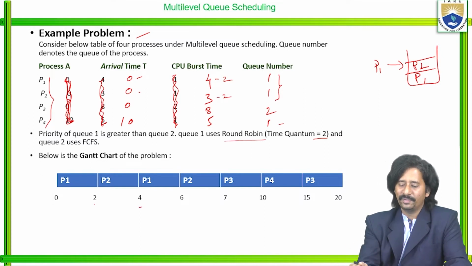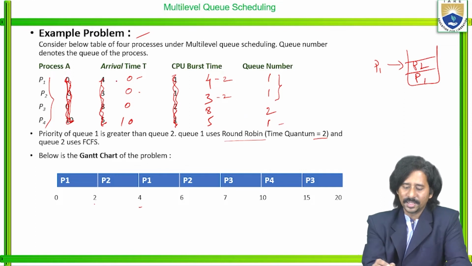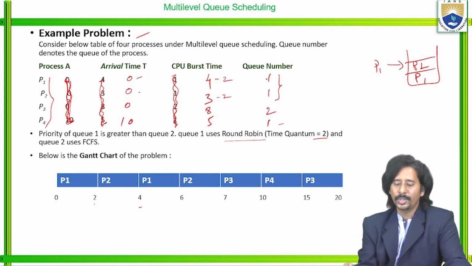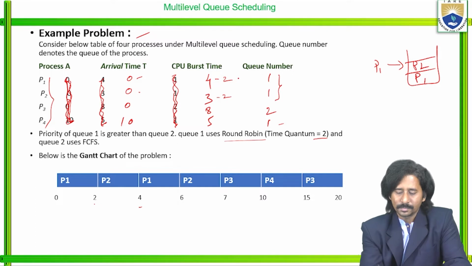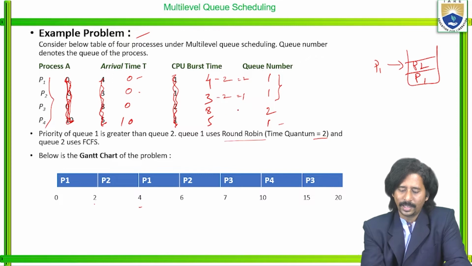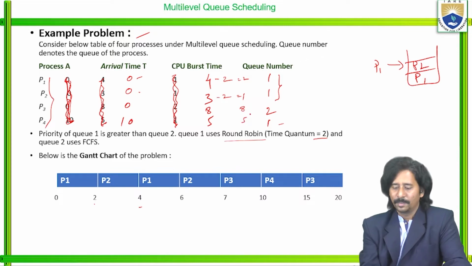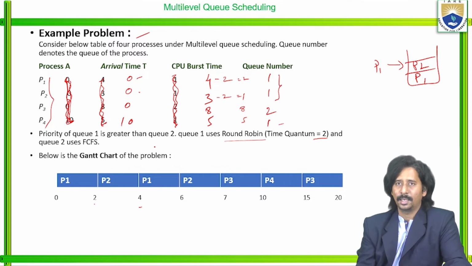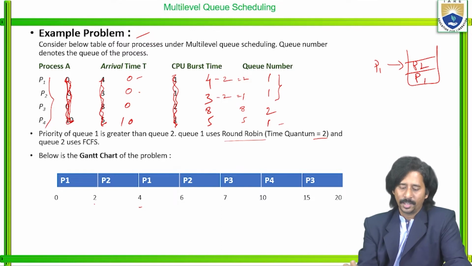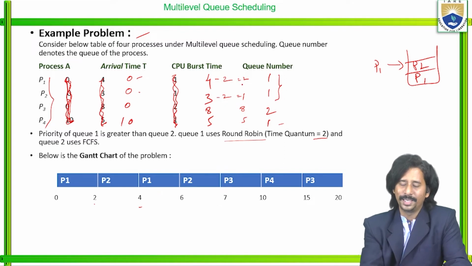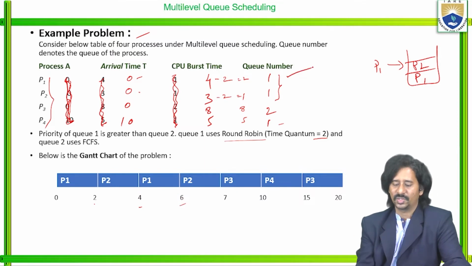Now again P1, because this is the process in Q1. According to the remaining burst times, P1 has 2, P2 has 1, P3 is 8 and P4 is 5. But up to now we don't consider P3, because it is in Q2, level 2. Then again P1 is executed. The remaining time is 2 milliseconds, so P1 is executed for 2 milliseconds. Now P1 is executed successfully.